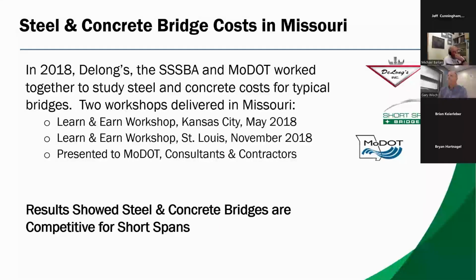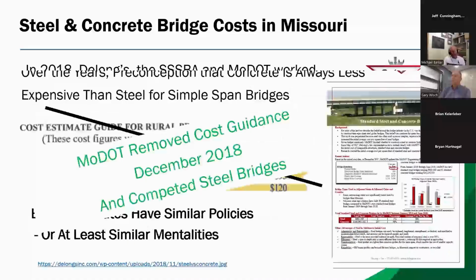But in 2018, DeLong's, Gary and the SSSBA, me, and MoDOT, one of the people, Brian Hartnagel, who you'll hear from next week, worked together to study steel and concrete costs for these typical bridges in Missouri. And after that study, 2 workshops were delivered, one in Kansas City and one in St. Louis in 2018, that discussed these results that were presented to MoDOT people and consultants and contractors. And what that message was, results showed that steel and concrete bridges are competitive for short spans. And so that problem was solved.